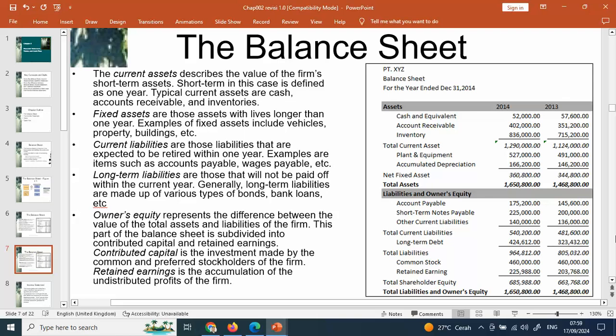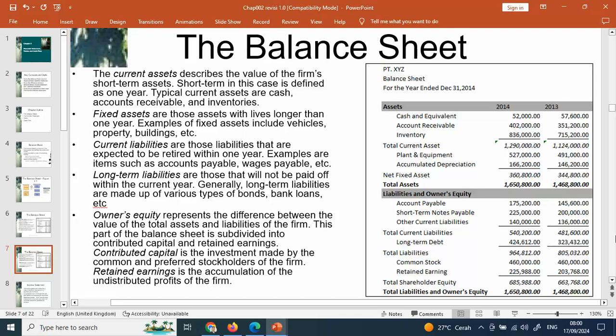And then let's continue. The current assets. This one is the current assets: cash, accounts receivable, inventory. The current assets describe the value of the firm's short-term assets, such as cash, accounts receivable, and inventory.